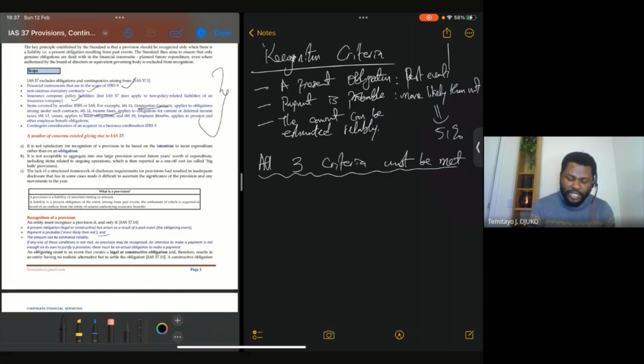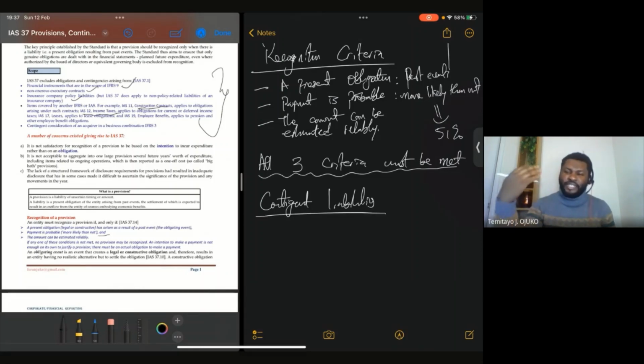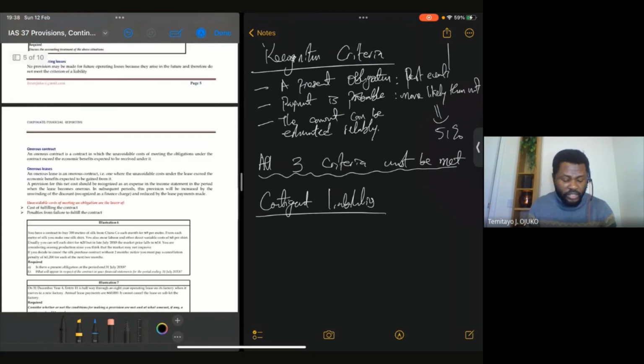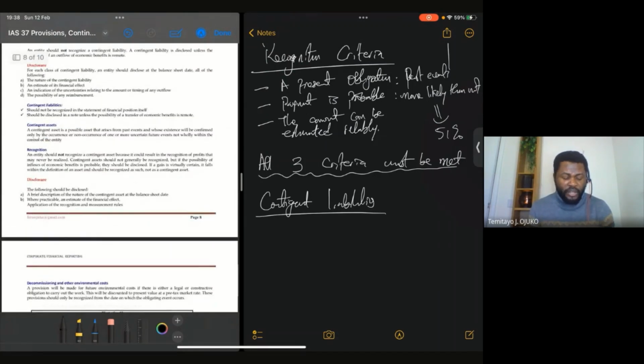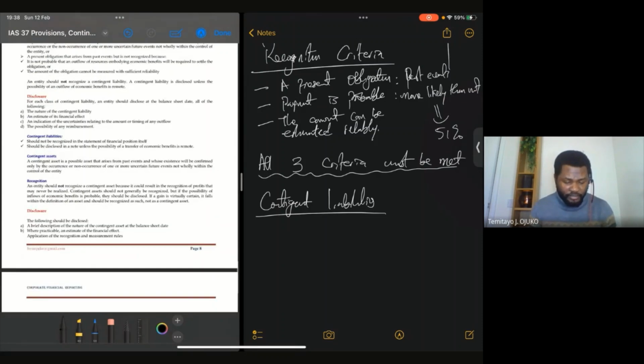Now, let's look at contingent liabilities. Now, like I said, if all three criteria are not met, if two out of the three criteria are met, it is important that there must be a present obligation. Now, what does it mean? Let's first look at what is the definition of a contingent liability. I have it also in these notes. Let me just quickly go down to where we have it in the notes.